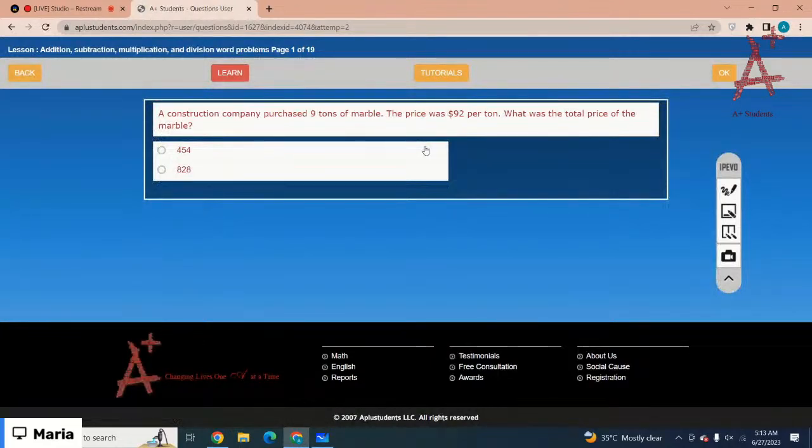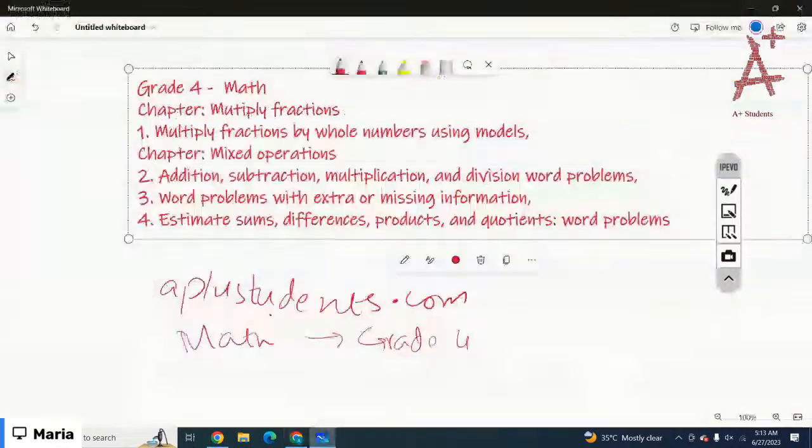A construction company purchased 9 tons of marble. The price was $92 per ton. What was the total price of the marble? You have to calculate the total price. The price of 1 ton of marble is 92. You have to calculate the price of 9 tons. So how do you calculate? Add, subtract, multiply, divide. Which operation are you going to perform? We're going to multiply. Got it? You have to do 92 times 9.